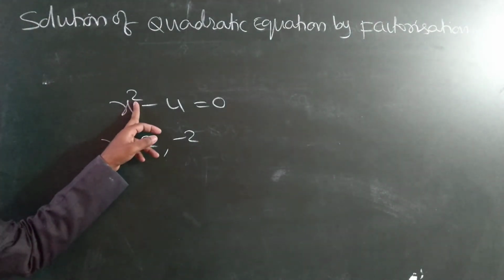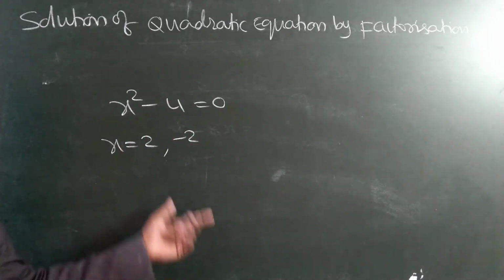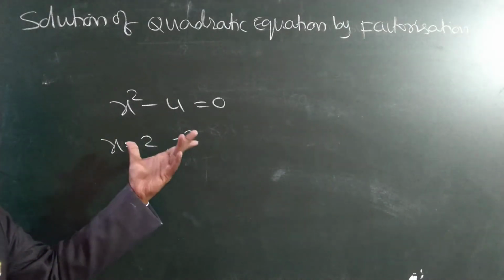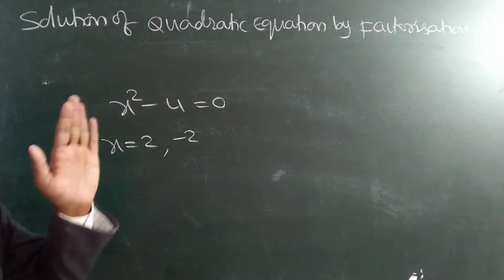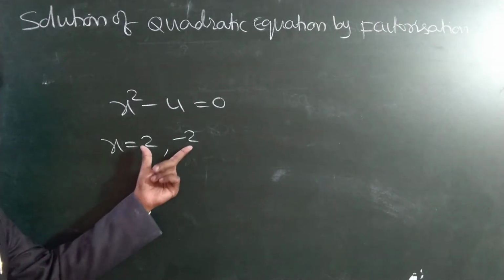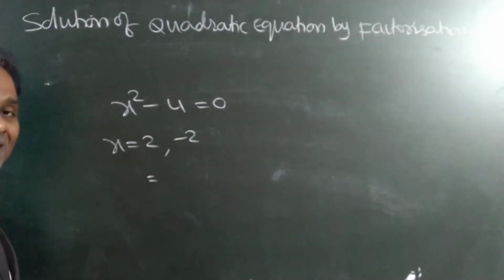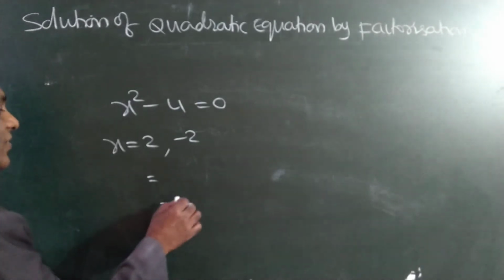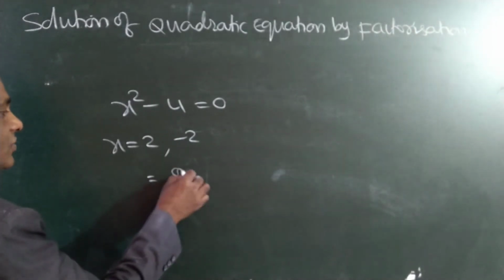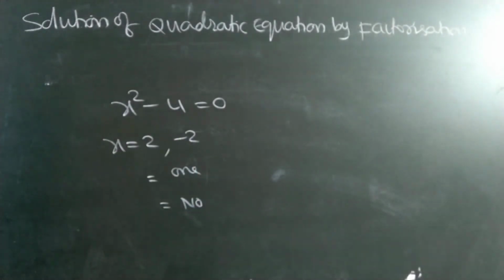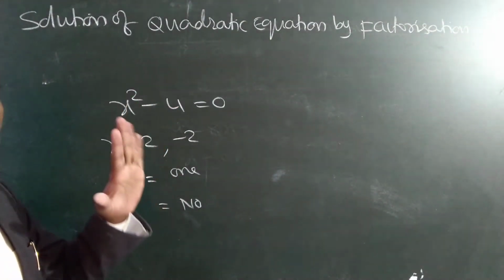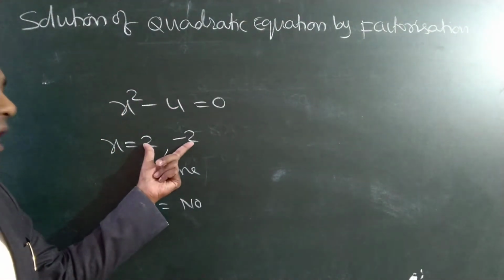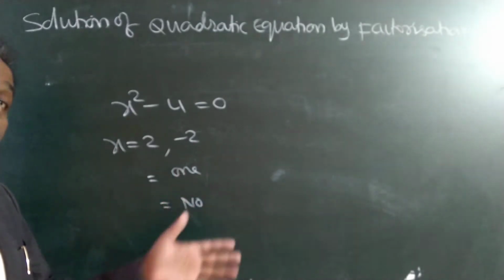Every second degree equation will have maximum 2 answers. Sometimes 2 answers, maximum 2. It is not that every equation should have 2. Maximum 2. It may be 1 answer. It may be no answer. So 3 cases. I will explain that later. So a second degree equation will have 2 answers, or maximum 2, or sometimes 1 only.